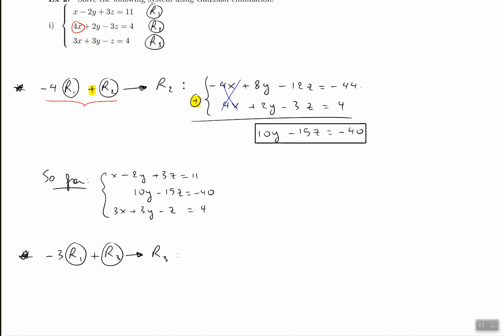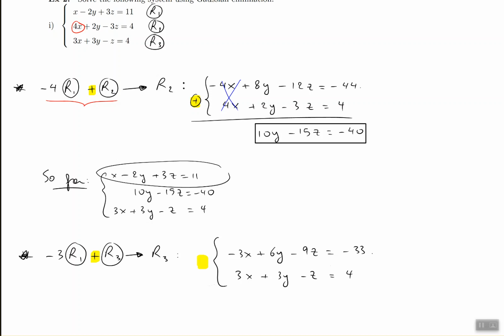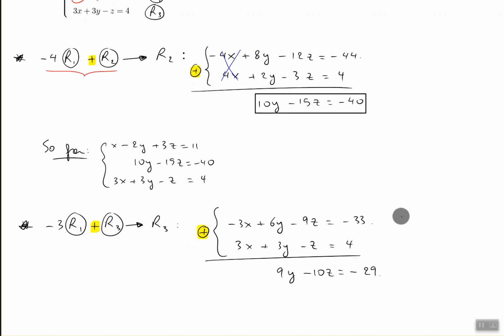So let me again explain. Here's the first row. I'll multiply all those numbers by -3. So you get -3x plus 6y minus 9z equals -33. The third equation is already 3x plus 3y minus z equals 4. And again, we want to add them. So let's go ahead and add the two equations with one another. What do we get? We end up with 9y minus 10z equals -29. So that equation is going to be replacing equation number 3.